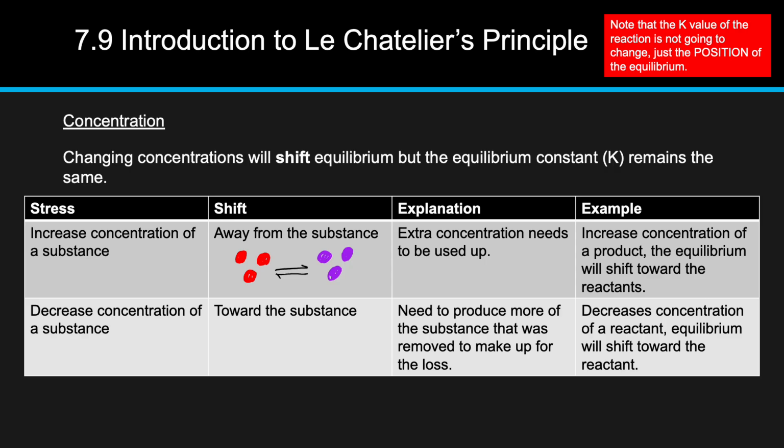Now let's say we decrease a concentration. So let's say we decrease the concentration of our products. So again, right now I have 4 reactant particles and 4 product particles. So technically my equilibrium constant is equal to 1 because I have the same number of products and reactants. Now if I were to decrease my amount of products by 2, now my equilibrium is going to shift to the right to counteract that change.